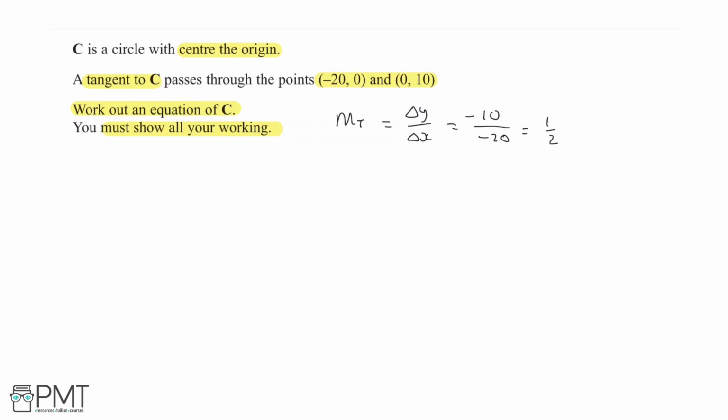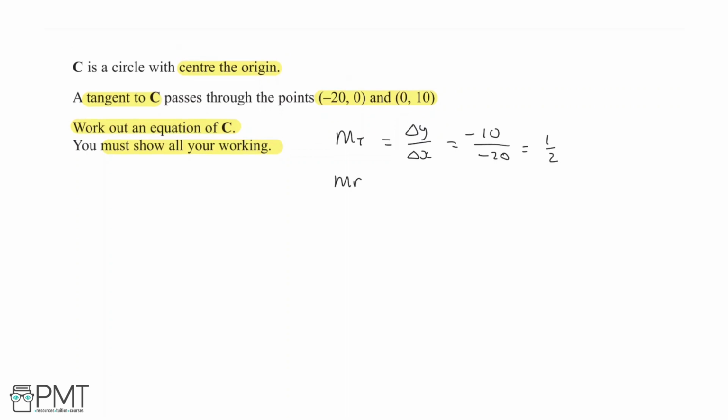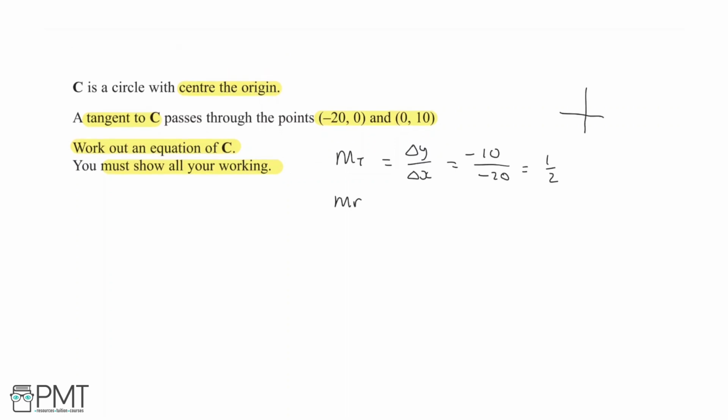Then we're going to find the gradient of our radius. Because if I draw it in the top corner here, if we have a circle centered on the origin, the tangent is like this and the radius is like this. A tangent and a radius form 90 degrees, so they're both perpendicular to each other. So we're going to say MR times MT equals -1, because that's the rule for two perpendicular lines. MR times a half equals -1. And from here we get that the gradient of our radius is going to be -2.